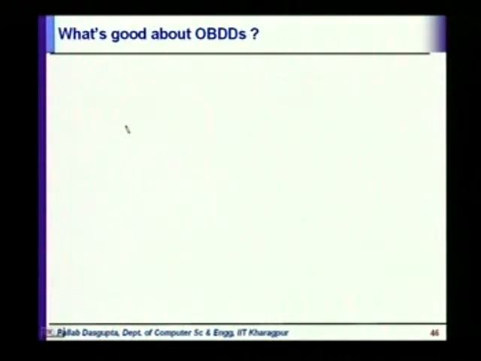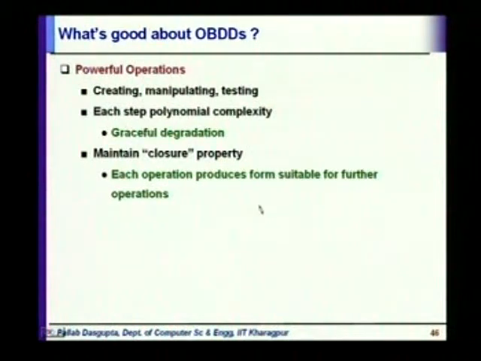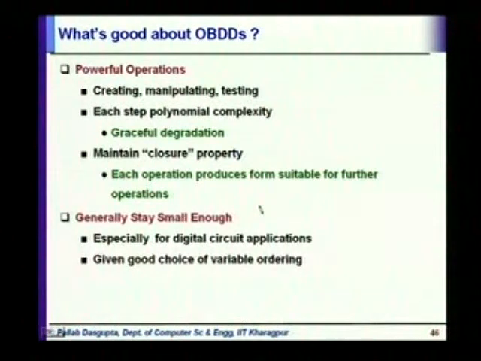Okay, clear? So just to summarize, what's good about OBDDs? They are powerful operations for creating, manipulating and testing. Each step has polynomial complexity. Okay. You can maintain the closure property, that is each operation produces a form which is suitable for other further operations, and they generally stay small enough. Take this with a pinch of salt. I mean, small enough for circuits of moderate size, but for large circuits they almost always blow up.